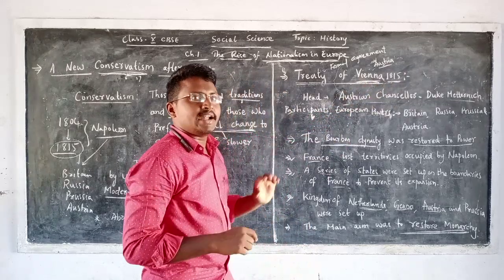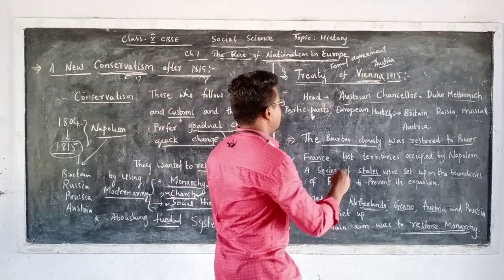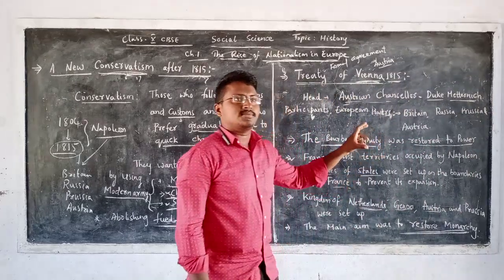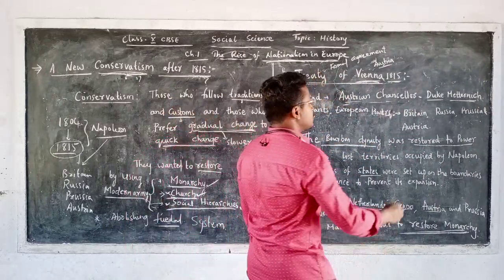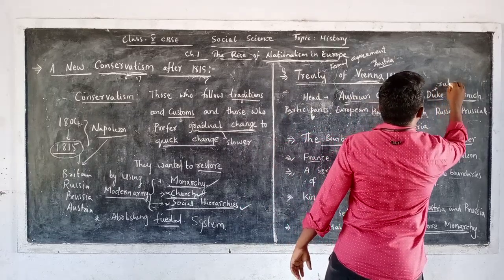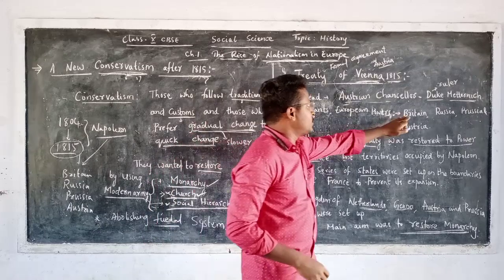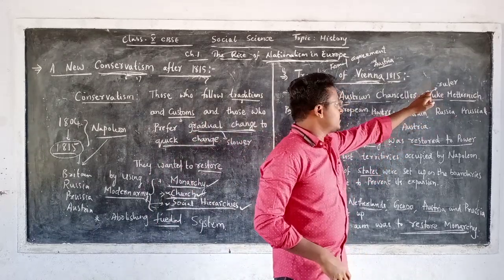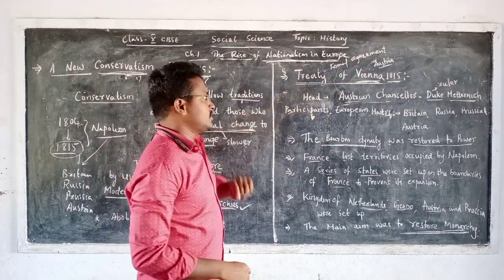Then, who is the head of this Treaty of Vienna? The head of this Treaty of Vienna is Austrian Chancellor Duke Metternich. Duke Metternich means Duke in the sense, in the last class itself I told Duke means simply a ruler. Then all these four European powers, Britain, Russia, Prussia, Austria, under the guidance of this Duke Metternich, they met in a place known as Vienna.